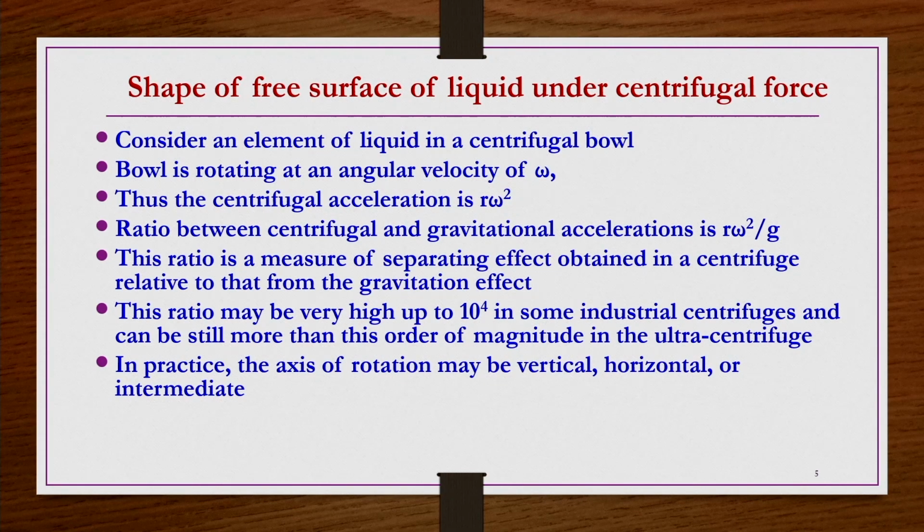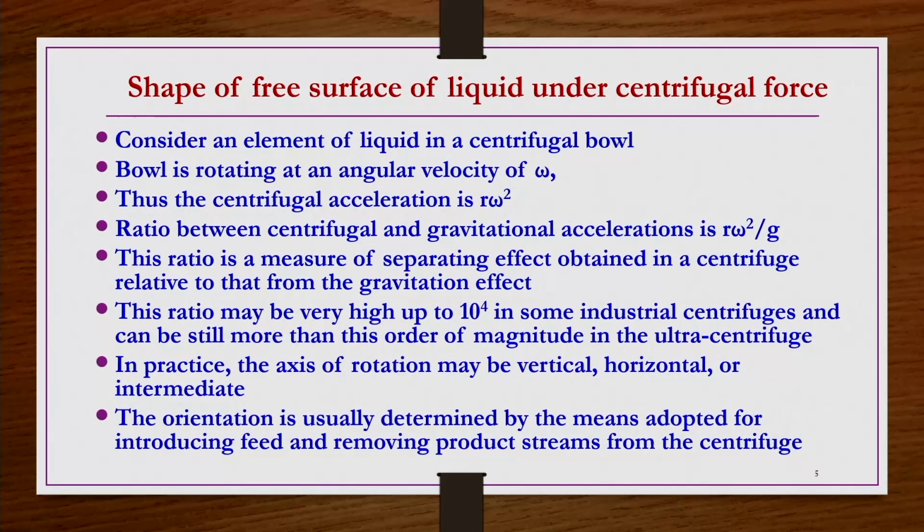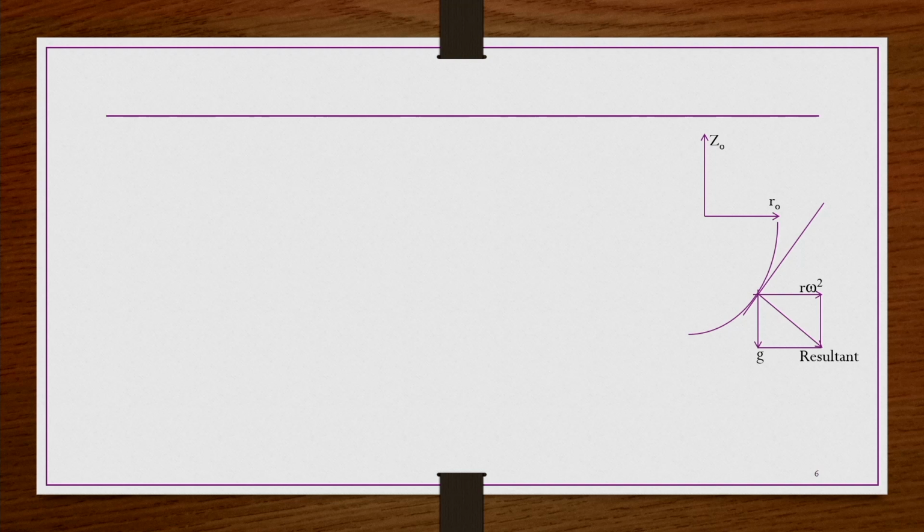In practice, the axis of rotation may be vertical, horizontal or intermediate, but which one it should be depends on the application. Now, let us say you have taken a centrifugal bowl and rotated it at a moderate speed, not very high speed, so that both gravitational and centrifugal forces are of comparable magnitudes, right. The radius of this paraboloid is r naught, and it is rotating about the vertical axis z naught at this location, right.